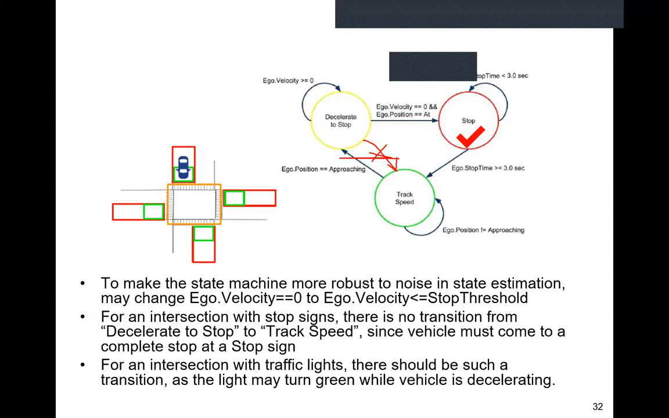Whereas for intersection with traffic lights, there should be such a transition, as the light may turn green while the vehicle is decelerating. So you may not go to the full stop state, but instead transition from decelerate to stop to track speed. So all these rules should be defined by the designer.